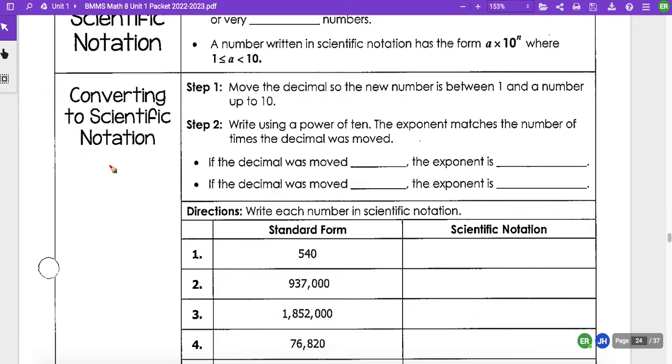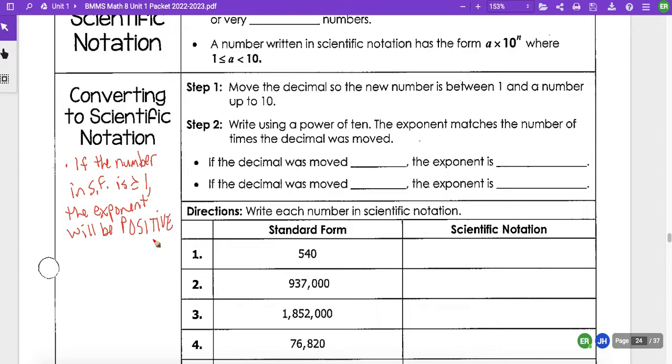So when it's in standard form, if the number in standard form is greater than or equal to 1, the exponent will be positive. And we're going to put this in capital letters so it stands out.